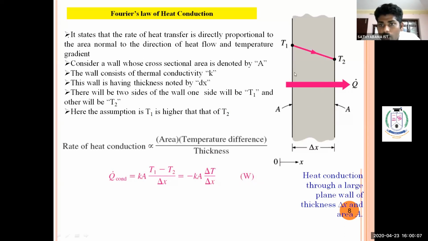This is a wall with T1 and T2. T1 and T2 are the initial and exit temperatures.